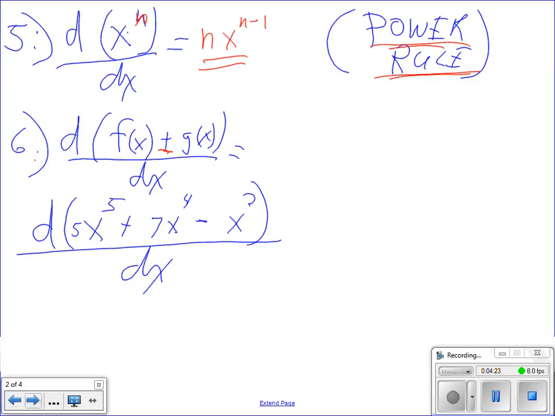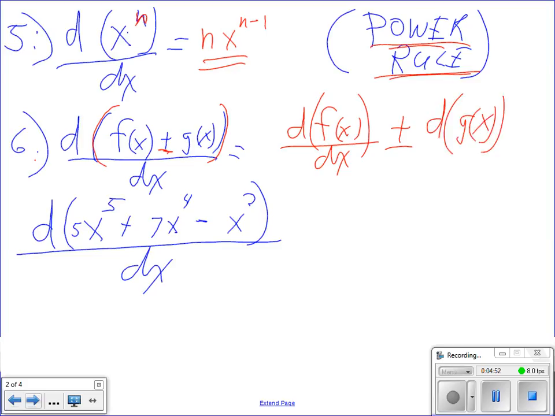Okay, number 6 here. How about the derivative if I add f of x to g of x, or subtract g of x from f of x? How's my derivative operator going to handle that? Well, basically it's a linear operator. So that's going to be the derivative of f of x with respect to x plus or minus the derivative of g of x with respect to x.